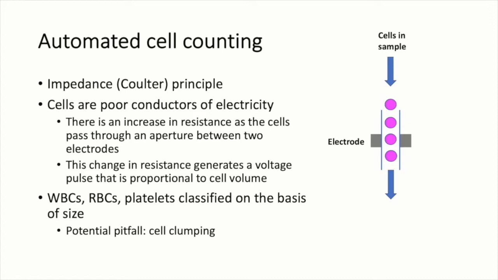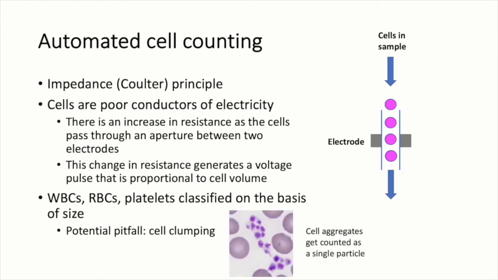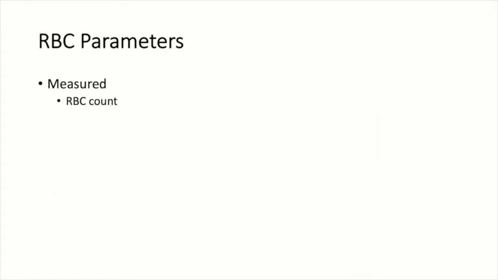One potential pitfall is if there are clumps of cells present in the sample. This image shows a platelet clump. Because the platelets are stuck together, they're not going to be counted individually, and the hematology analyzer will not recognize these large clumps as platelets. Platelet clumping is a cause of a falsely low automated platelet count.